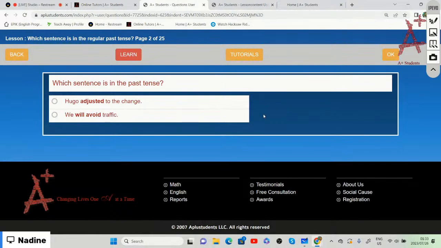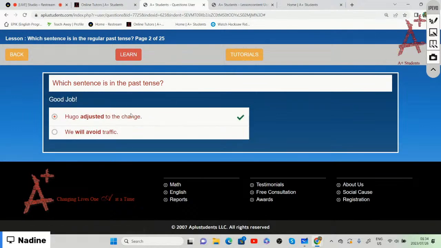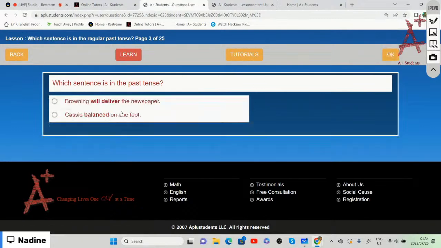If we select the correct sentence that shows the past tense, then we are going to select "Hugo adjusted," right? It shows what Hugo did in the past. He adjusted to change. Because the next one that says "we will avoid traffic" shows the future tense. So "Hugo adjusted to the change" is the correct answer.